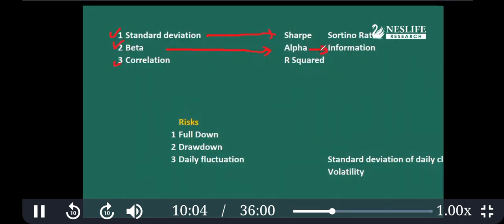As I mentioned at the beginning, this will look like Greek and Latin, but once you understand and start applying it frequently, it will be very easy. Okay, and based on correlation, R square. So these three are the basic statistics or basic concepts, and these relate to mutual funds or any portfolio.